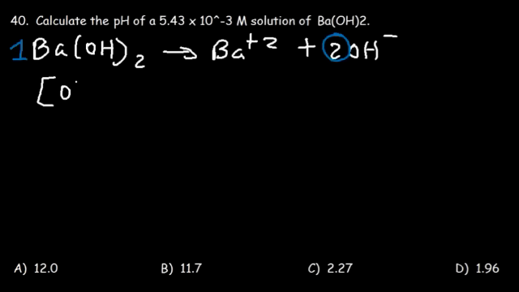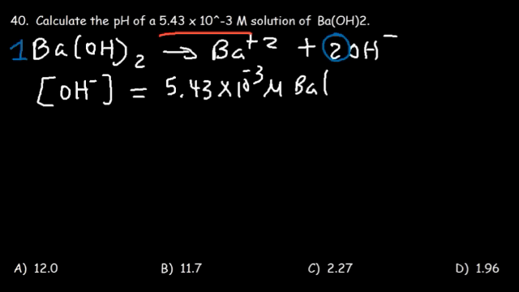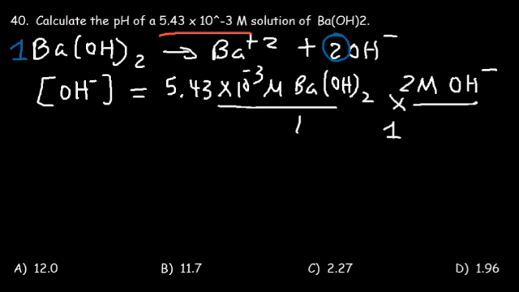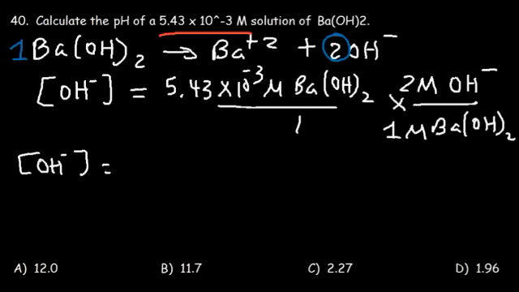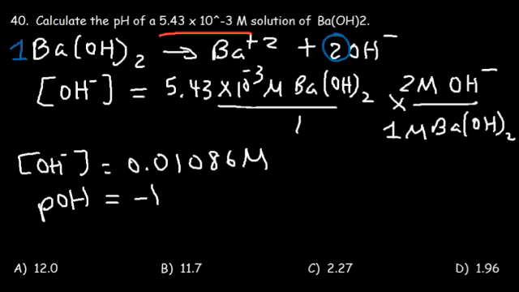So if you wish to find the concentration of hydroxide, we need to multiply the concentration of barium hydroxide by 2 because we have a 1 to 2 ratio. But if you wish to convert it, you can write it like this: 5.43 times 10 to the minus 3 for barium hydroxide, and then you can multiply it by the 2 to 1 ratio. So therefore, the concentration of hydroxide is about 0.01086 M. So now we can find the pOH, which is negative log of the hydroxide concentration. So if you type in negative log 0.01086 in your calculator, you should get a pOH value of 1.964.